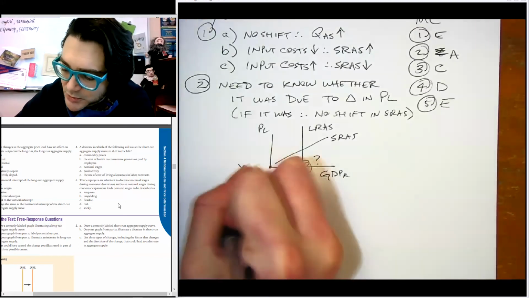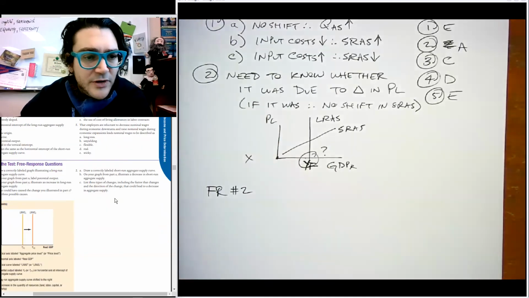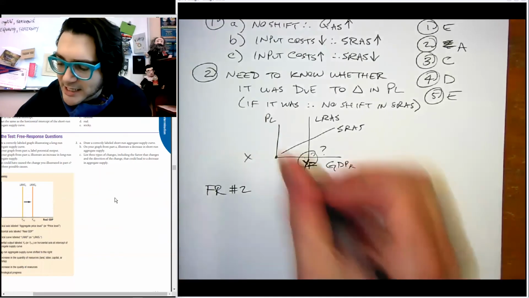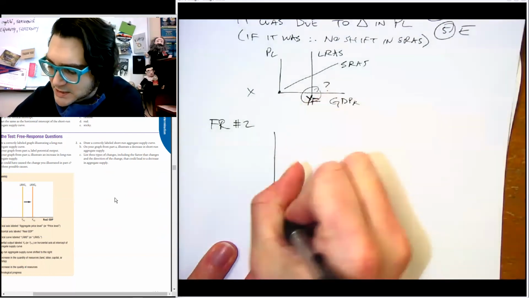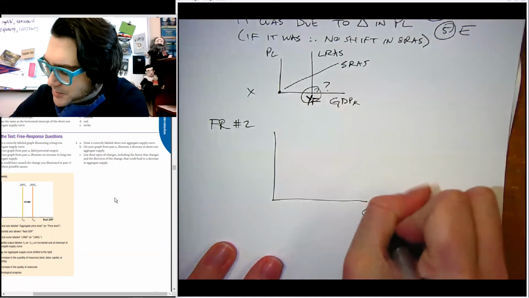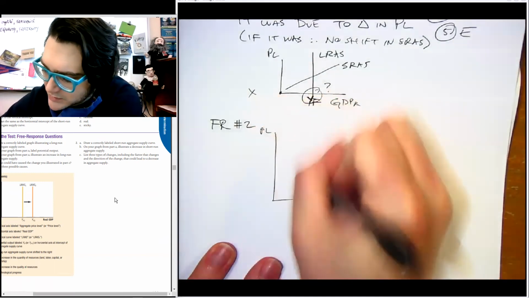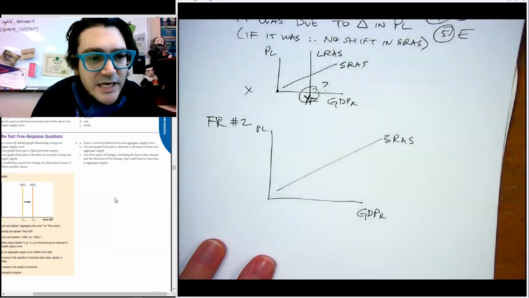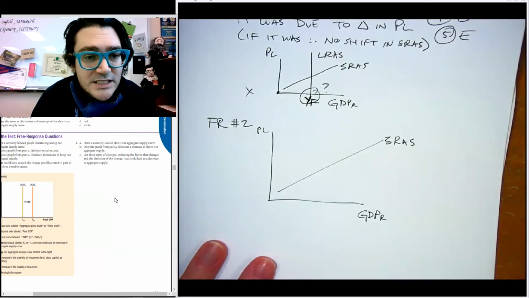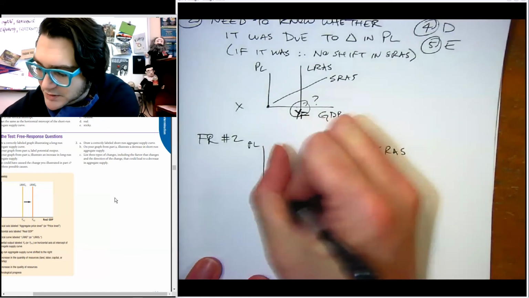Free response number 2. Draw a correctly labeled graph of the short run aggregate supply. Oh, okay. That was pretty straightforward. Hopefully the rest of this problem is easy. GDPR, price level, upward sloping line, SRAS. Done. B, on your graph from part A, illustrate a decrease in SRAS. That's a shift to the left.